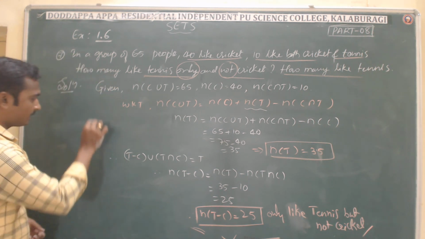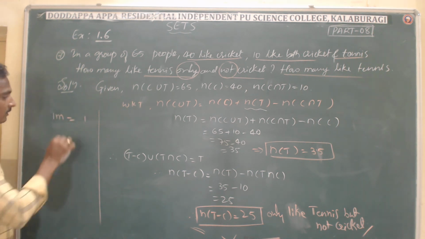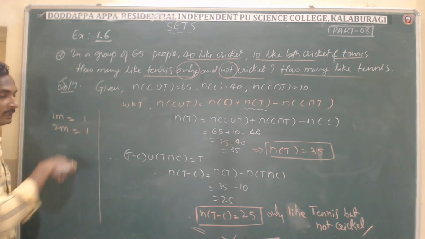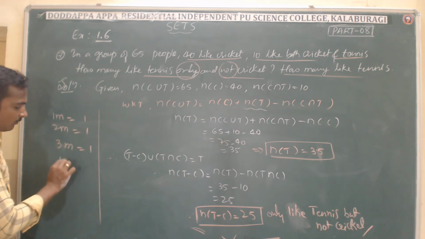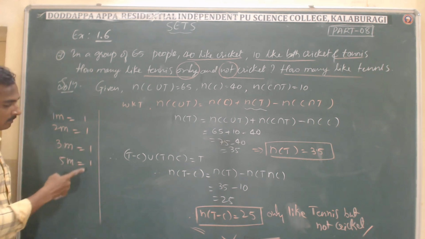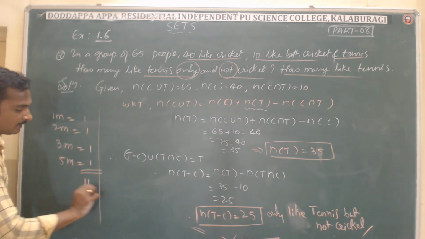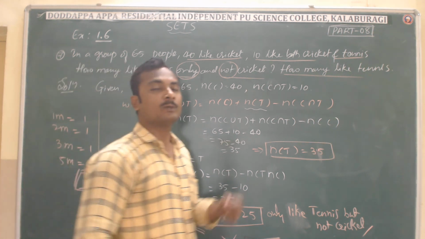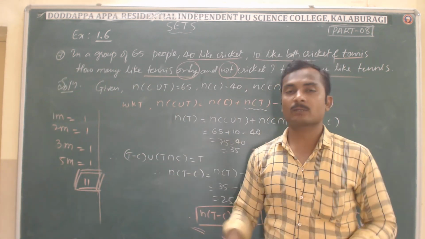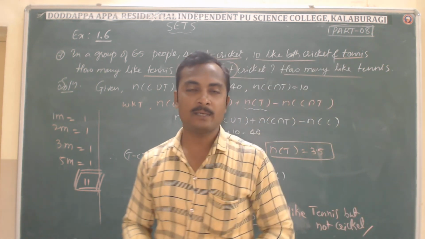I repeat again the concept here. A 1 mark question will be compulsory, a 2 marks question will be compulsory, a 3 marks question will be compulsory, and a 5 marks question will be compulsory. 5 plus 3 is 8, plus 2 is 10, plus 1 is 11. So a minimum of 11 marks of questions are going to appear in the exam. So please practice these problems. Definitely they are going to help you. Thank you.